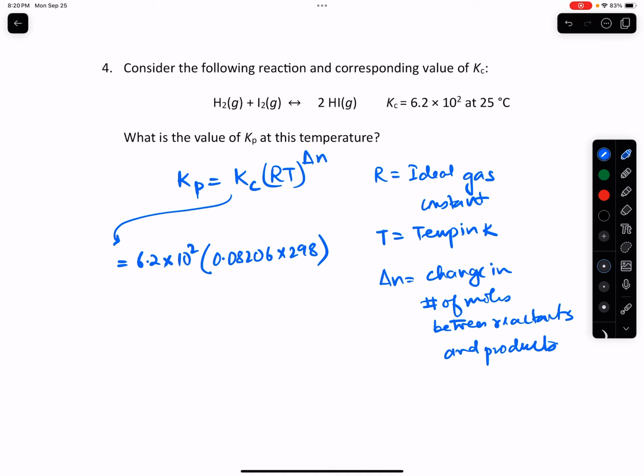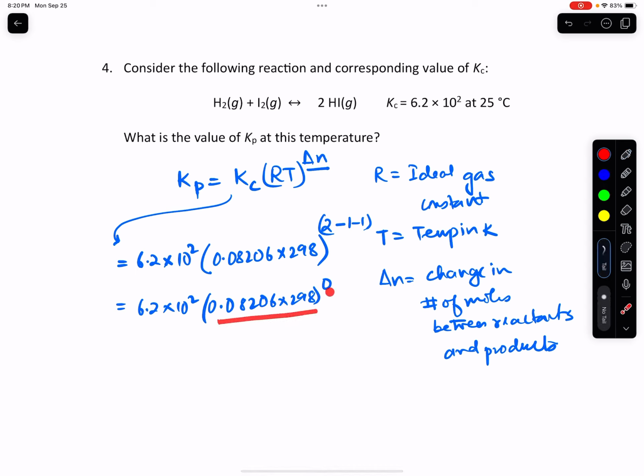And then the whole thing is raised to delta N. To find out delta N, all we have to do is look at the number of moles of product. So that's 2 out here, and subtract the number of moles of reactant. That's 1 out here and 1 out there. So delta N happens to be 2 minus 1 minus 1, which in this case ends up being 0. That's actually a great thing, because anything raised to the power 0 is 1.